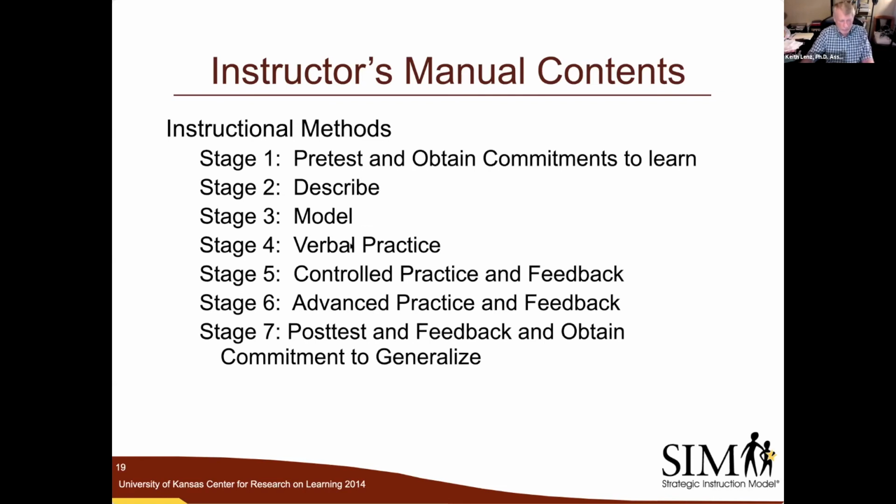Then as an individual or a class, we do verbal practice, which we memorize together out loud the steps of the strategy. I can give them quizzes, we can do oral practice, but kids often like this step. Stage 5 is controlled practice, which means I give them easy visuals to look at and to give them practice. Gradually, I increase the difficulty of the text until I move to the text they're using in their general ed classrooms and give them feedback.